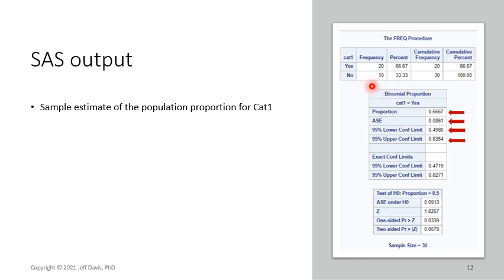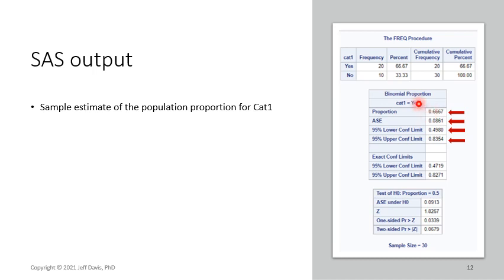Now, to get the results that you're looking for in your table, you want to come down to the top section of this binomial proportion table. Notice it says Cat1 equals yes. So this is just talking about the proportion for one of the values, and in this case, it's just looking at the value yes. It's just analyzing that particular outcome.